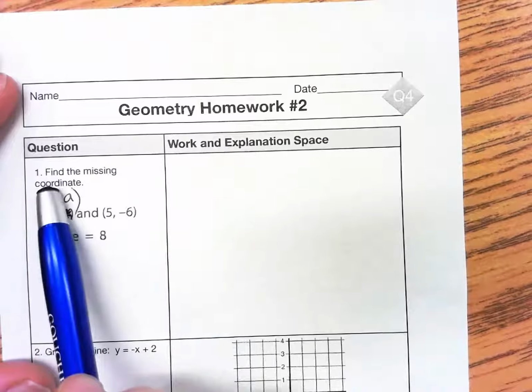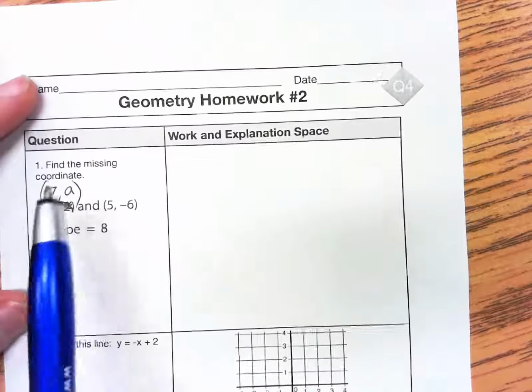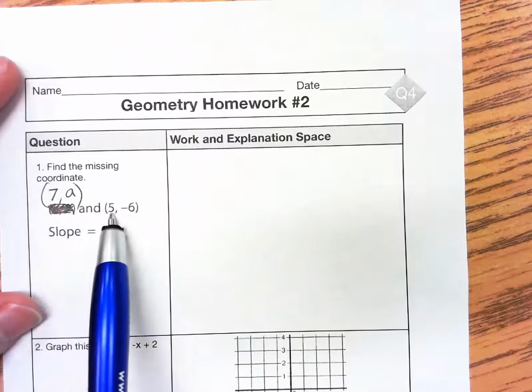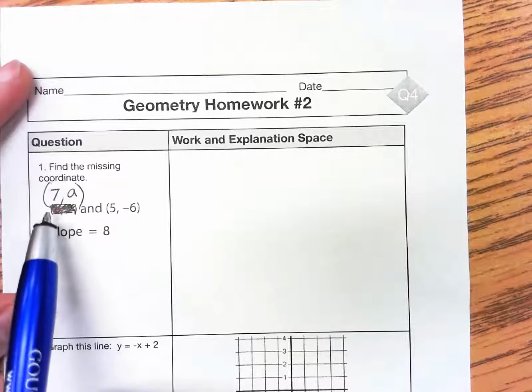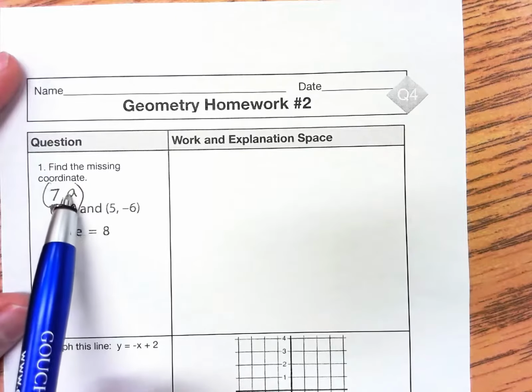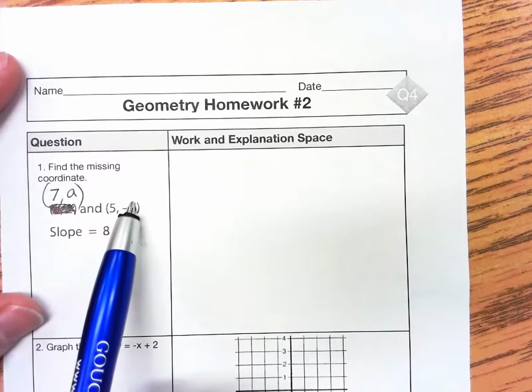This is question number 1 on geometry homework number 2. The question says find the missing coordinate, and then we have 7 comma a and 5 comma 6, and we have a slope of 8. So like we talked about in class, we want our variable, our missing number, to be in the first coordinate. If it's in the second coordinate, then we just want to treat this one as the first coordinate.